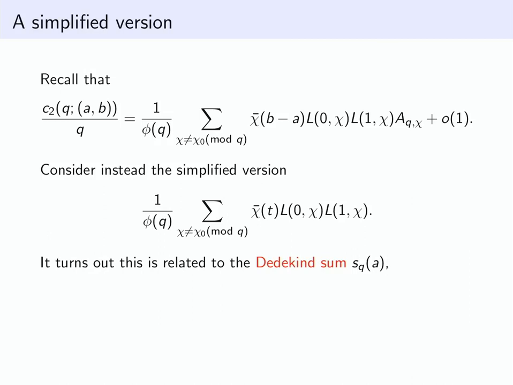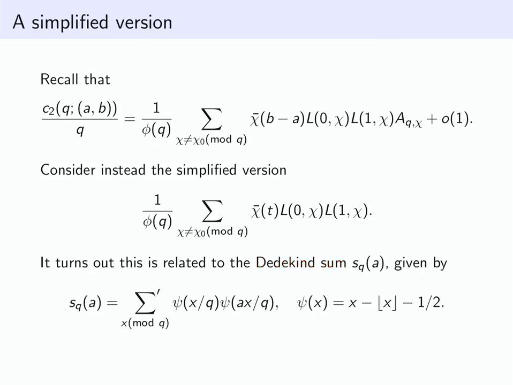The Dedekind sum, if you're not familiar with it, first appeared in work of Dedekind on the transformation properties of the eta function, in particular working out the multiplier system for eta. These Dedekind sums appear naturally. They also appear in a few other places. But what they're given by is the following sum. Here I am using that q is prime.